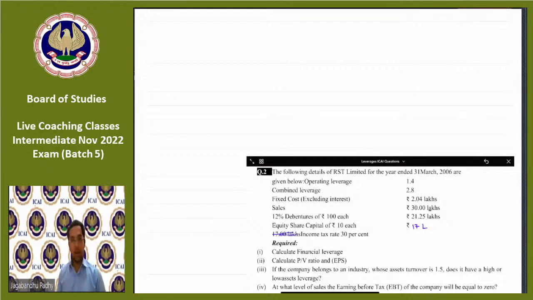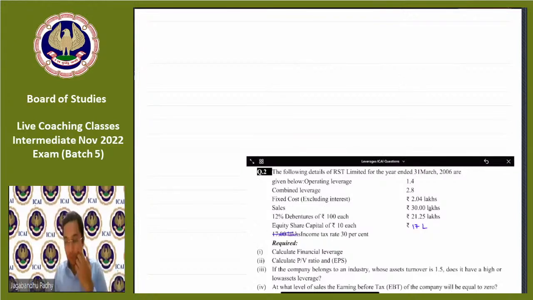We are required to calculate the financial leverage, the PV ratio and EPS. The company belongs to an industry whose assets turnover is 1.5 times. Does it have a high or low asset leverage? At what level of sales will the EBT of the company equal 0? Okay, so we'll solve this one by one.